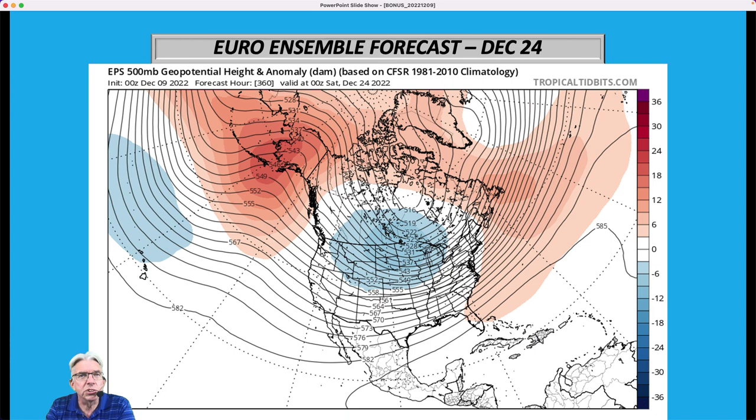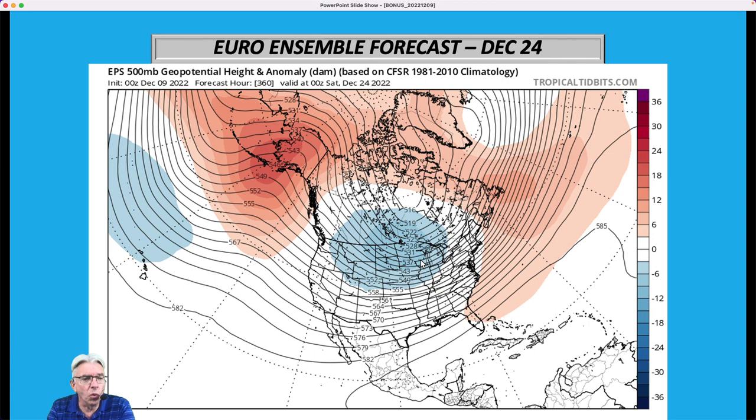And there is the forecast for Christmas. Now, the overall anomalies are not as strong, but you can still see the basic features of above normal heights up here and below normal heights underneath that. And so even though the AO is forecast to become more neutral, this is certainly a much more favorable pattern for cold in the United States than what we are seeing at the current time.